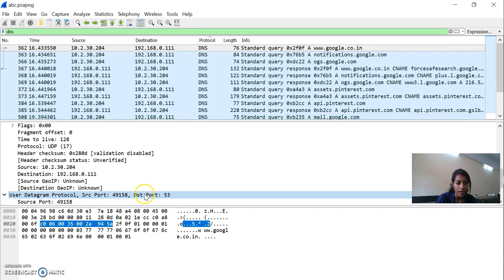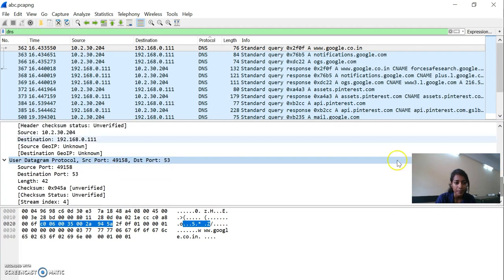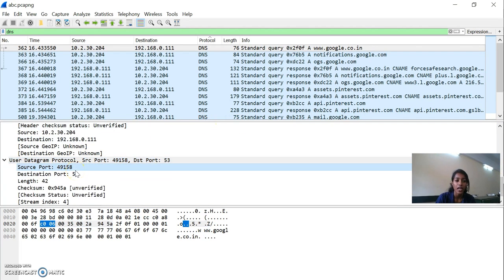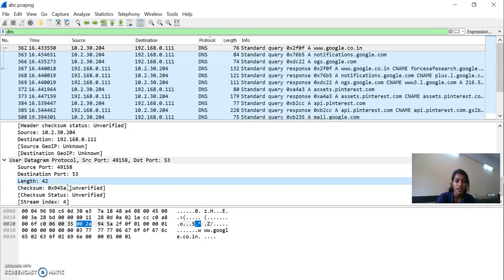So now they are asking about the User Datagram Protocol and they are asking about the port numbers. So the source port number is 49158 and the destination port number is 53 and the length given is 42 and the checksum is 0x9458.